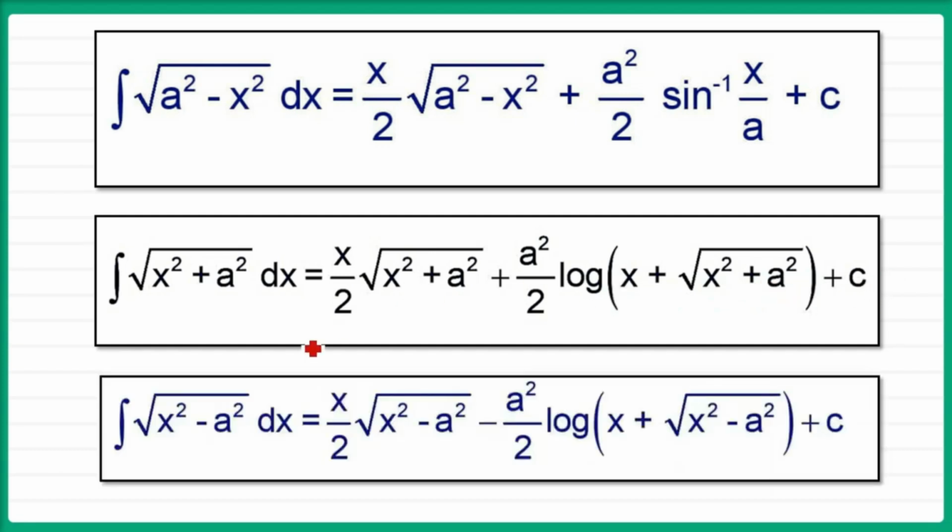Now this is very important, under root x square minus a square, and the result is x by 2 under root x square minus a square minus a square by 2 log x plus under root x square minus a square plus constant of integration. Now these three are very important, and how they are going to be proved I'll show you in just a bit.